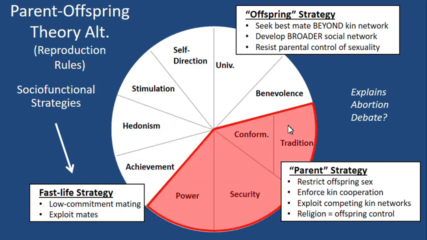So the red strategy then is restricting the offspring of sex and forcing kin cooperation. And religion gets tied in here as well, and that's a big part of the social conservatism. And then SDO is kind of off to the side. They're doing their own thing, where they're more inclined to engage in low-commitment mating, and there's some evidence for this with SDO. But we could call this what's in the literature is called a fast life strategy. In other words, kind of fast and loose, more promiscuous.